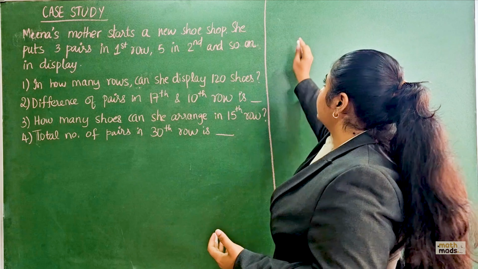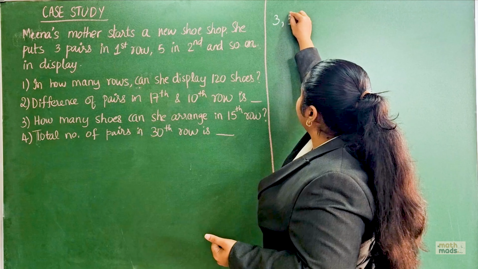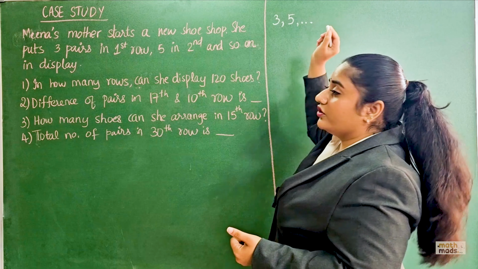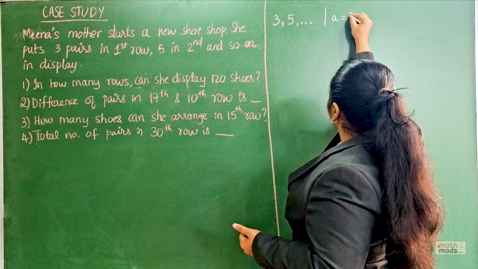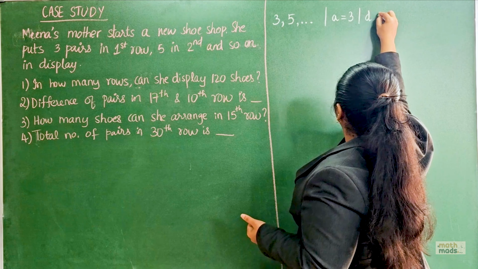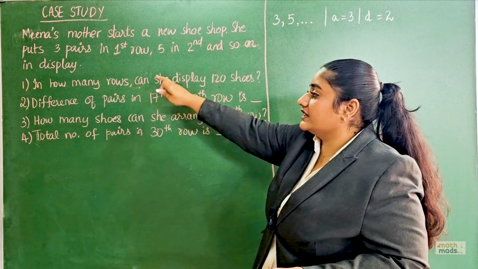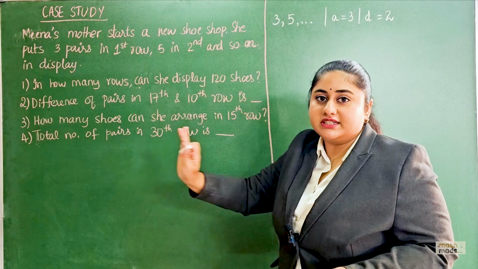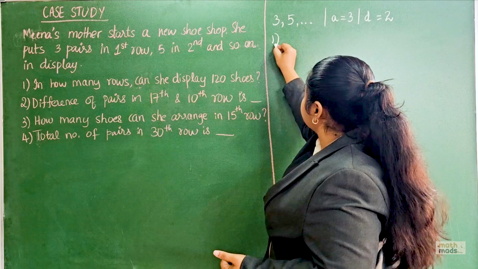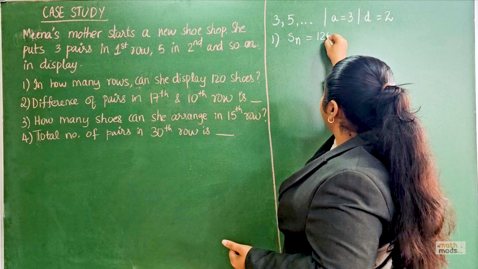So the given information is she puts 3 in the first row, 5 in the second and so on. So you can see that it is following an AP where the first term, that is a, is equal to 3 and the common difference d is equal to 5 minus 3, that is 2. The first question is asking, if I have 120 pairs in total, in how many rows can she display it? That is, if the sum up to some n rows is 120, find n.